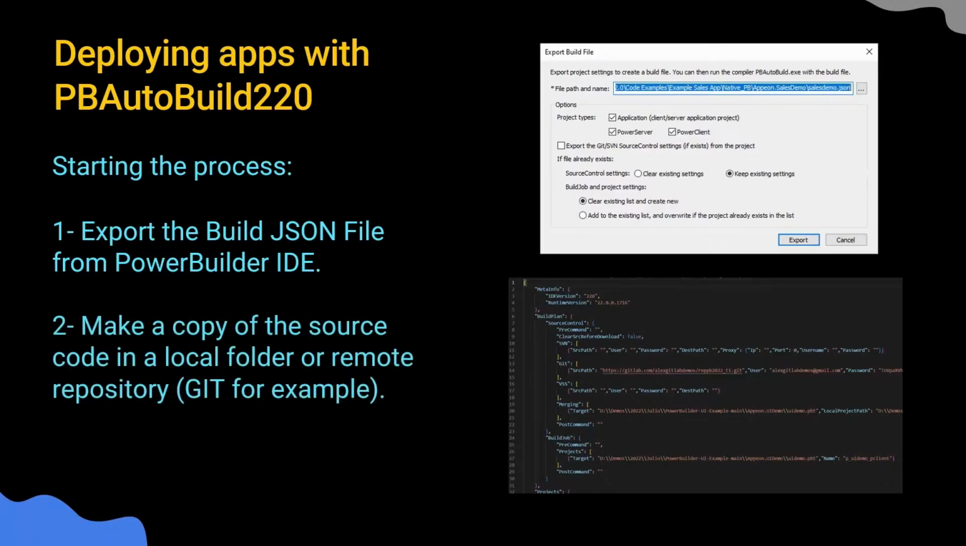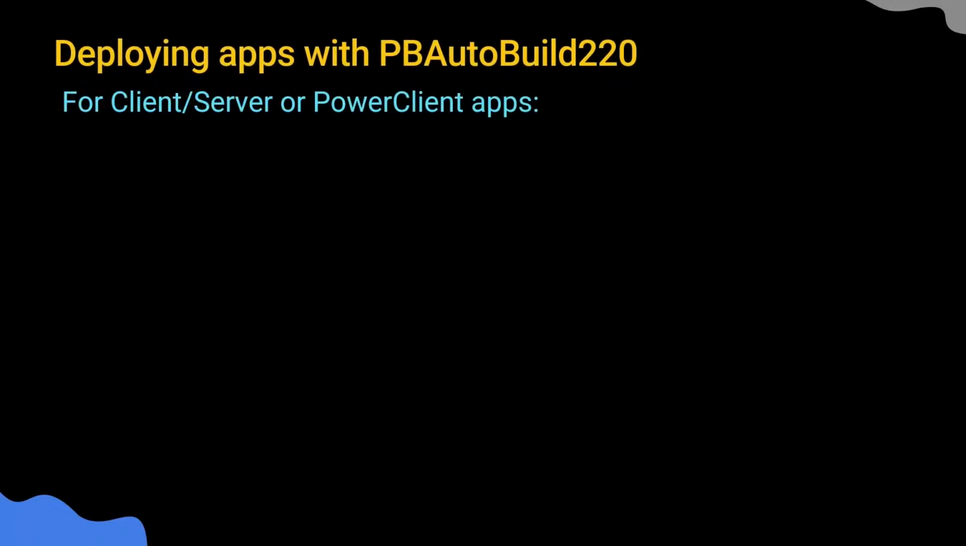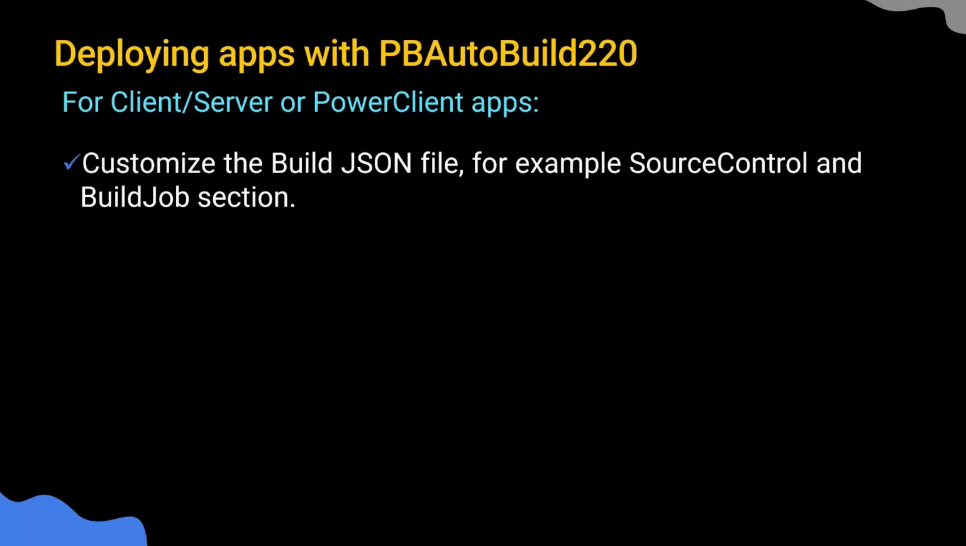If the deployment will be done from a different PC, then we must provide a copy of the source code and its resources. This copy can be provided from a Git or SVN repository. The next step will be to customize the exported JSON file. We open the file in any editor, for example, Visual Studio Code or Notepad, and adjust the values, for example, in the source control or build job sections according to the case.